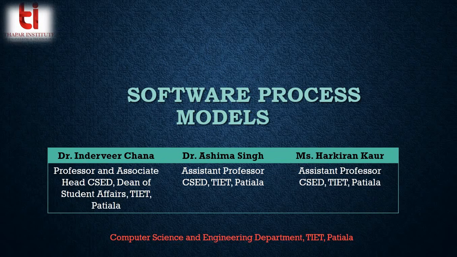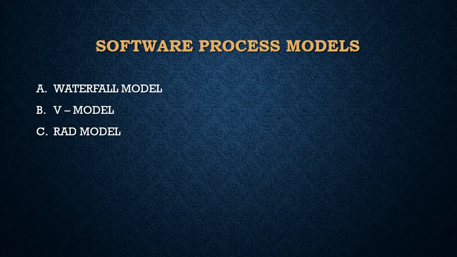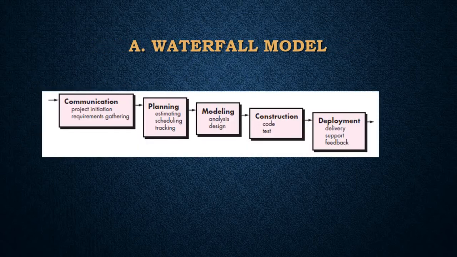As discussed in the previous video, all software process models can accommodate the generic framework activities. But the process models apply different emphasis on these activities, and define a process flow that invokes each framework activity in a different manner. In this video, we will learn about three process models, namely, Waterfall model, V model, and Rapid Application Development model.